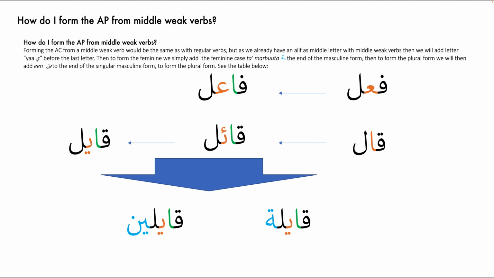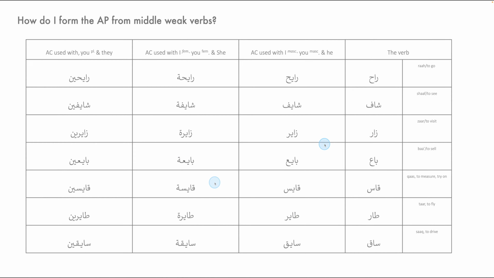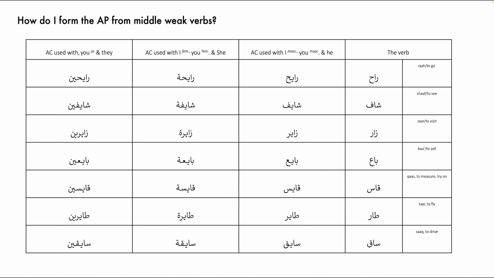This is how you form the active participle from a Middleweak verb. And in this section, I have for you a number of Middleweak verbs, such as rah, shaf, zar, ba', qas, tar, saq. Rah would become rayih, rayha, rayhin, and we use this to form our going to form, or what we call the near future. And if you're new to the channel, I have made a tutorial dedicated to the going to form in Levantine Arabic, so definitely go to the playlist and check it out if you need a little bit more information.